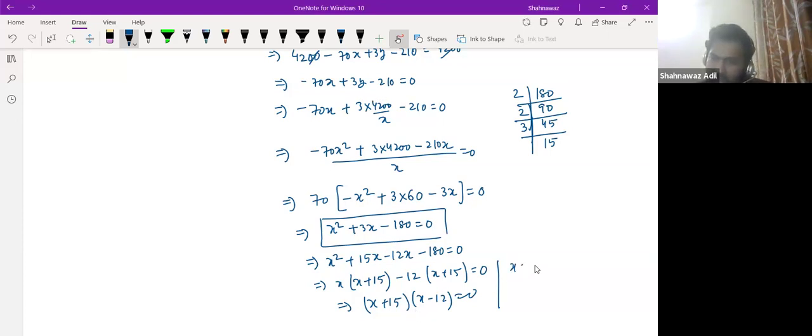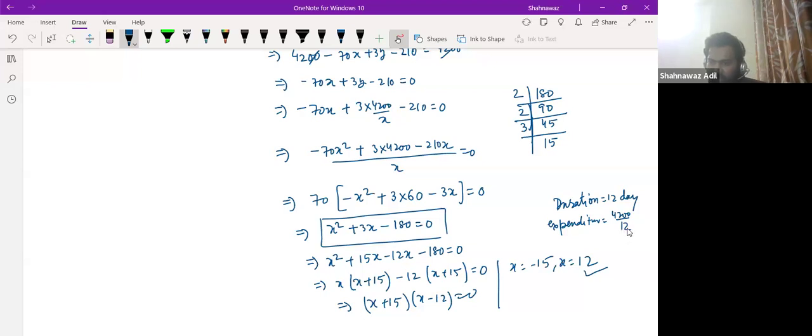So x is minus 15, x is 12. Which one is possible? x is 12. So 12 days. So duration we have got. Duration is 12 days. And what is the expenditure? Expenditure is 4200 by 12, right? How much is this?